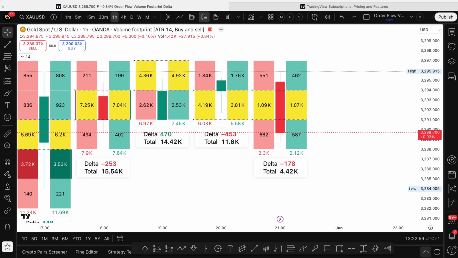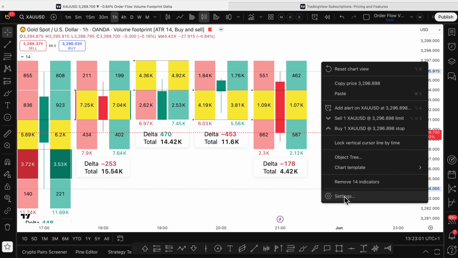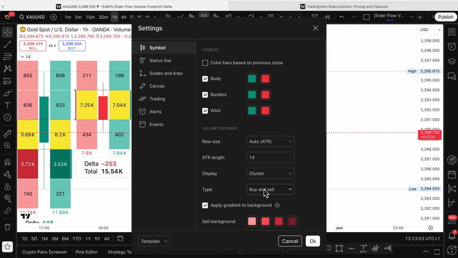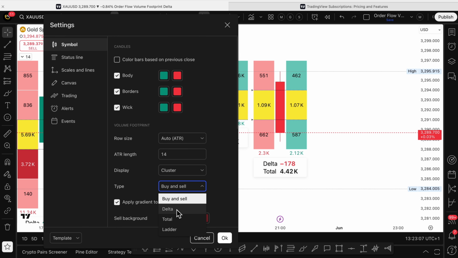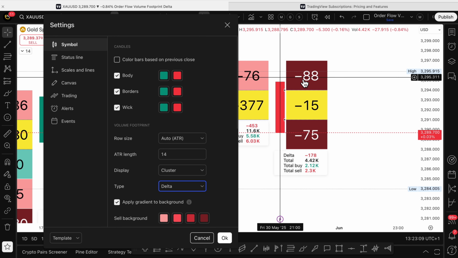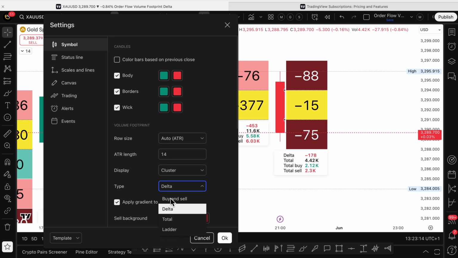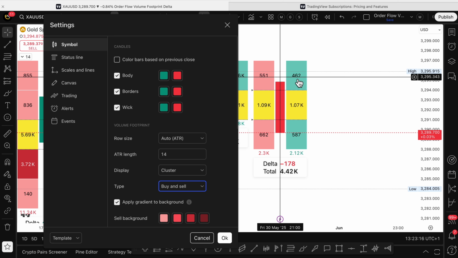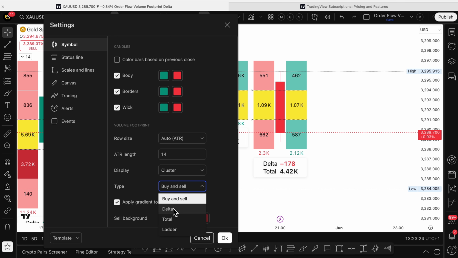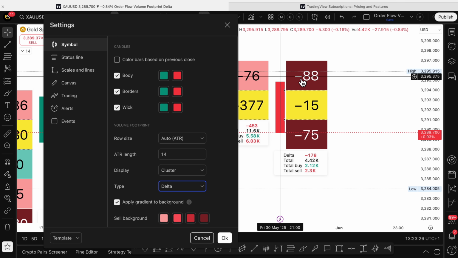Okay, so if we just right click and go to settings and change this to the delta, you can see here it's minus 88. Okay, so again we go back to buy and sell. So you've got basically 88 more sellers than you have buyers. And then when you click delta, it just puts a minus 88.